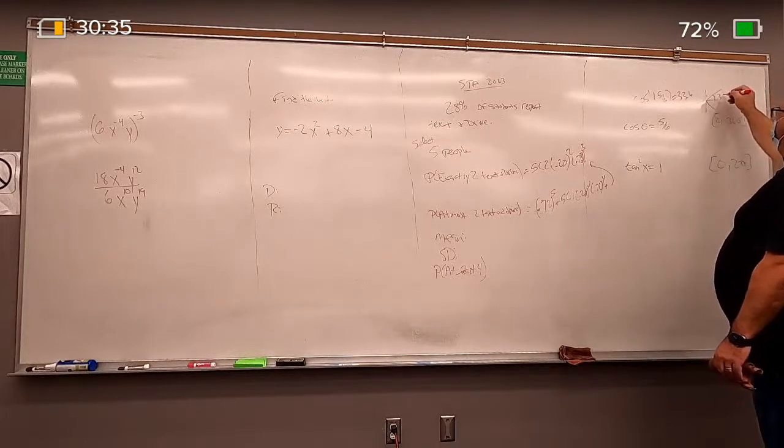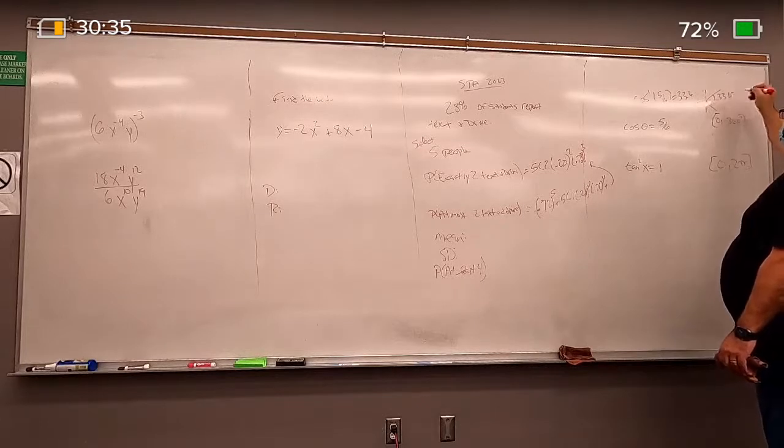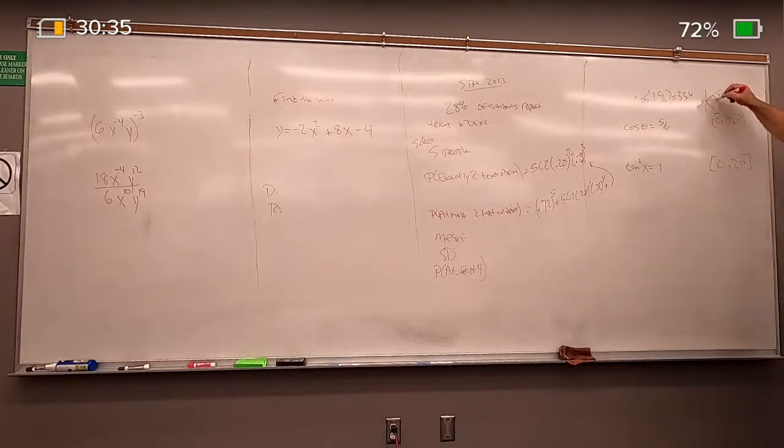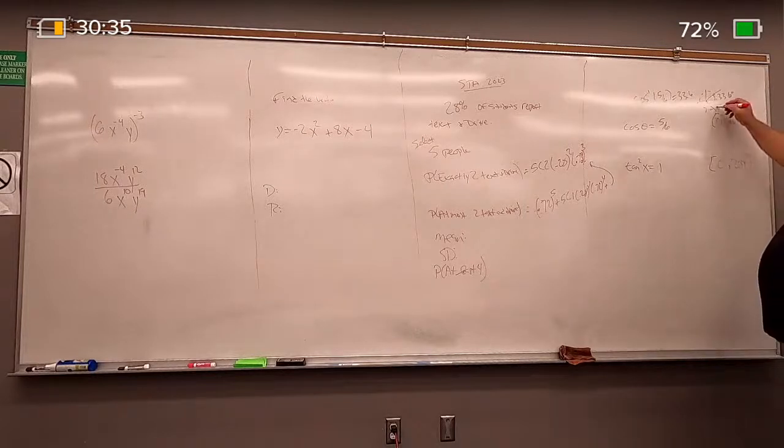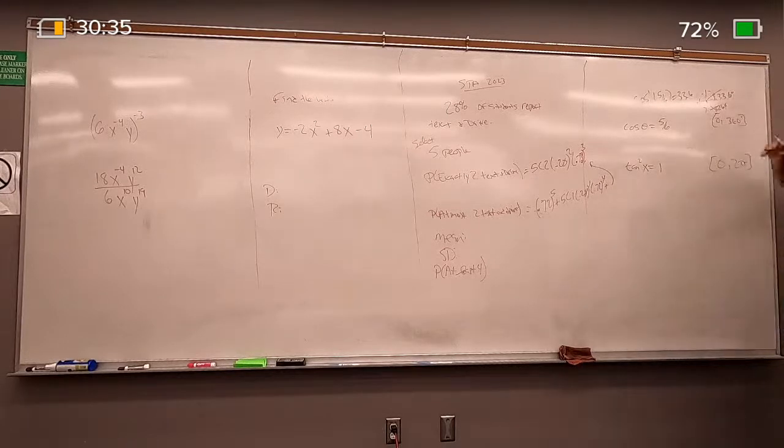So we have this answer is 33.6, but we must get this answer. 326.4. Yes, I agree. You do 360 minus that number.